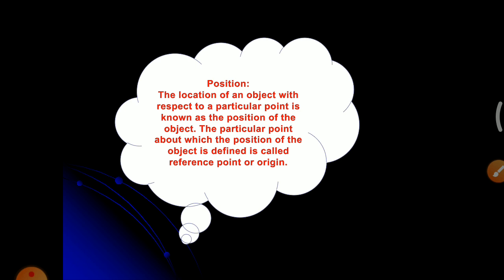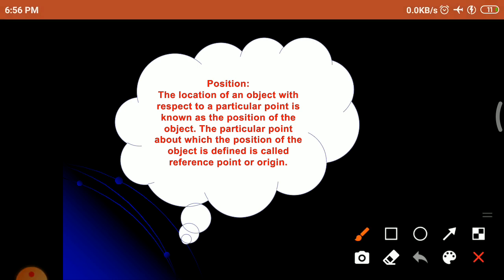So from this we can define the position of the object. The location of an object with respect to a particular point is known as the position of the object. The particular point about which the position of the object is defined is called the reference point or origin.